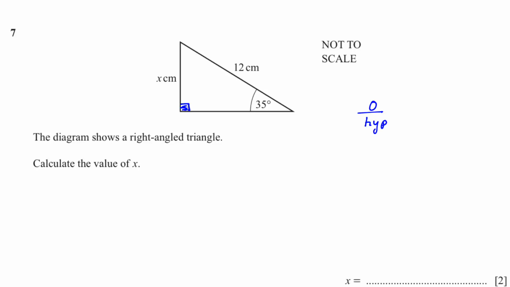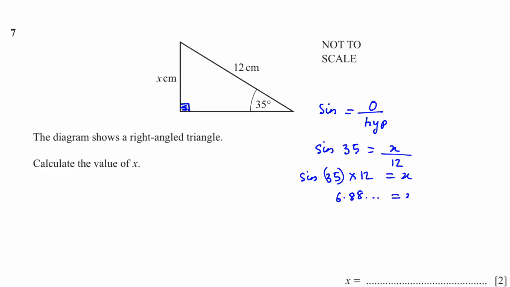If you have the opposite and the hypotenuse, it means you're going to use sine. So sine 35 is equal to opposite, which is x, and hypotenuse, which is 12. 12 is in the denominator, bring it to the other side. It will go up in the numerator, and we will times it by sine 35. You will get 6.88 centimeter. Round it to 6.88 or 6.9, both are fine. 2 decimal place or 1 decimal place.